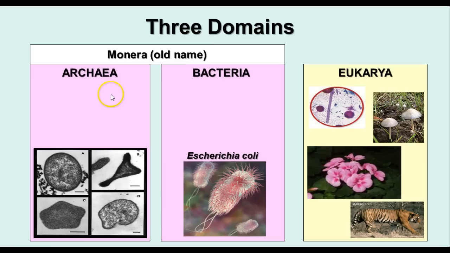But now we know a lot more about bacteria than we used to, and there are fundamental differences between the two groups of bacteria. One group is called domain Archaea. These contain very extreme organisms that live in very extreme environments. And the other is domain Bacteria, which includes our common everyday bacteria that we come in contact with on a daily basis. So the two domains of prokaryotes are Archaea and Bacteria. And the third domain is domain Eukarya, which includes the Protista, fungi, plants, and animals.